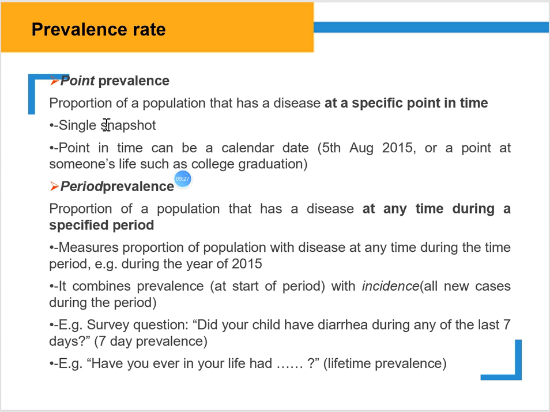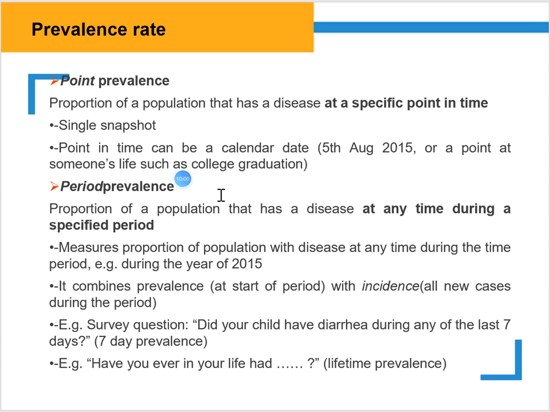So, point prevalence is the proportion of a population that has a disease at a specific point in time, just like single snapshot. Point in time can be a calendar date, such as the 5th August 2015. Or a point in someone's life, such as college graduation.